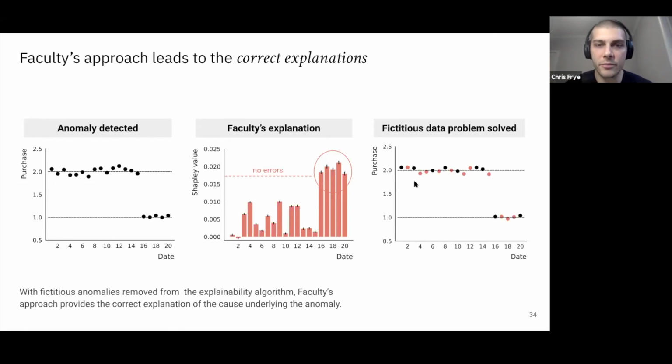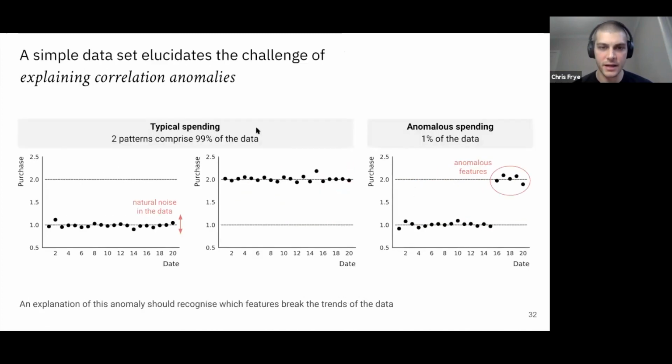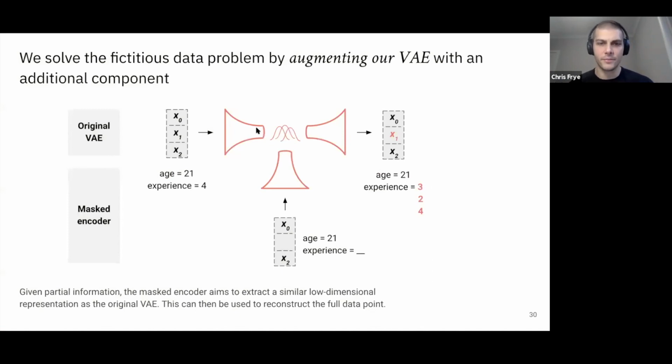So somebody asked if I could explain a little bit more about Fiddler's approach for solving the fictitious data problem. Is it correct that an additional autoencoder is trained to generate likely possible values for the missing features? Yep, that's pretty much correct, except maybe not the word additional. If you're already doing anomaly detection, say with a VAE, then you've already trained this anomaly detector up top, this VAE. If you also want to explain your anomaly detection, you have to add a component to your VAE, this masked encoder down here.